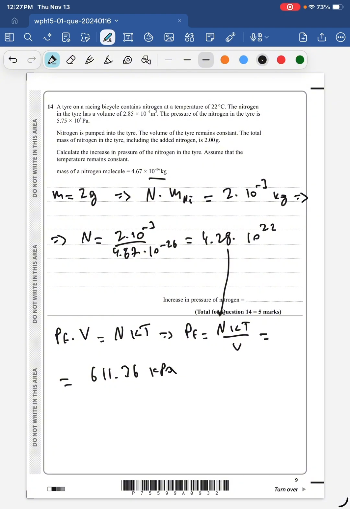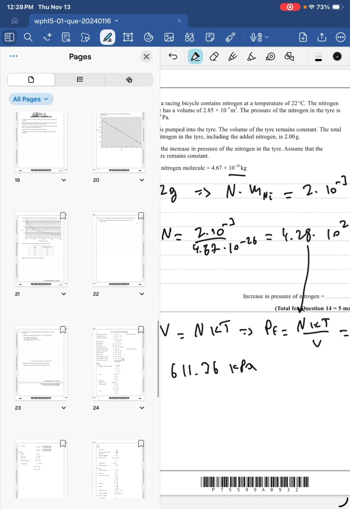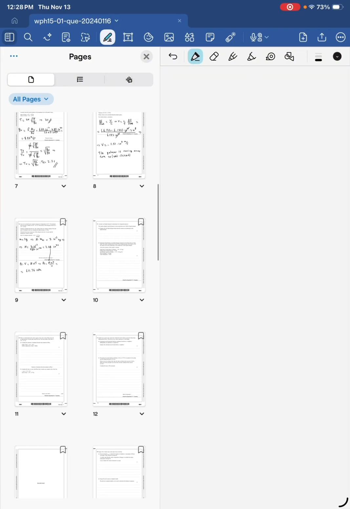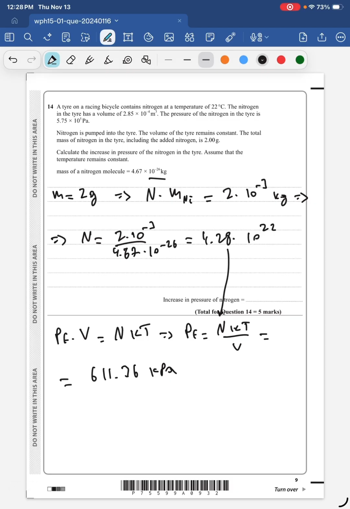For N, we use that. The Boltzmann constant is 1.38 times 10 to the negative 23, I think, right? Let me check. Yes, 1.38 times 10 to the negative 23. My memory is still working. Okay, that's good news. So let's go back. The final temperature is also the same, since the temperature is constant, so the final and initial temperatures are the same, and it's 22 degrees Celsius. Don't forget to use 293 Kelvin. So this is what I use for temperature there, and for volume, we use the volume that is given to us, and we find the final pressure.